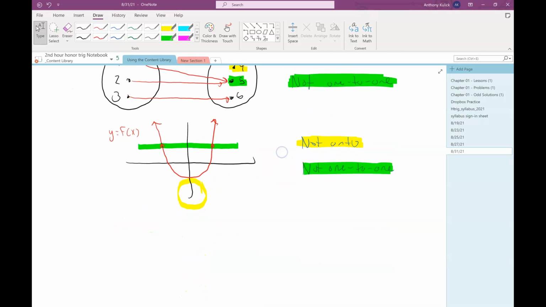So what does something that's one-to-one and onto look like? Well, we can have something really silly like this. That's one-to-one and onto. All the y coordinates are used, right? And no y coordinates are used more than once.